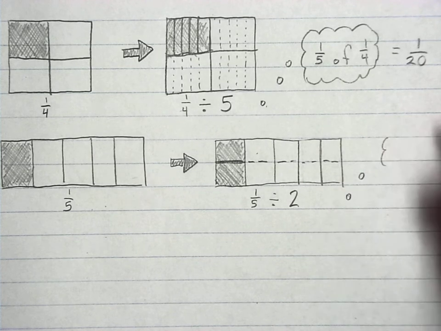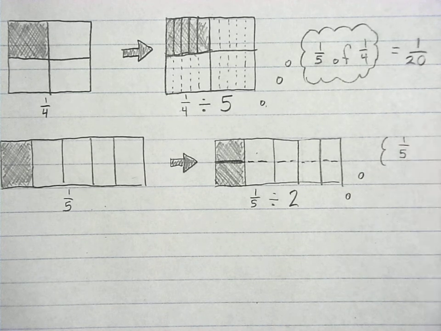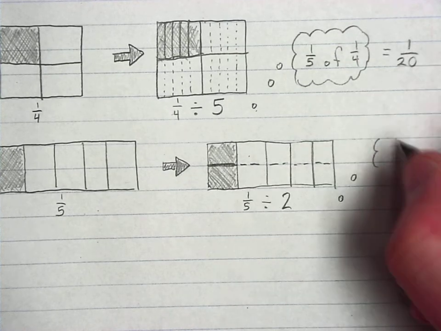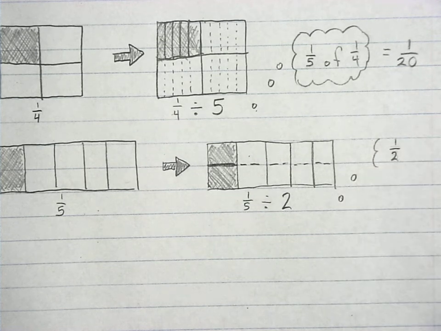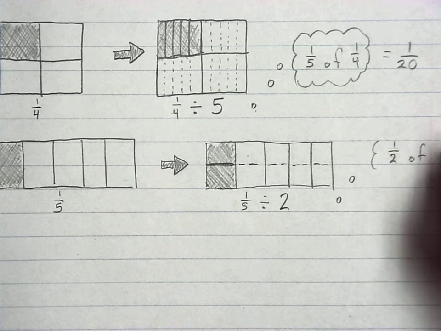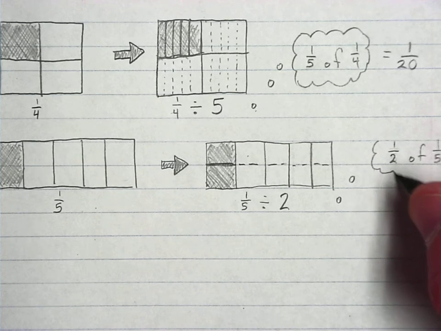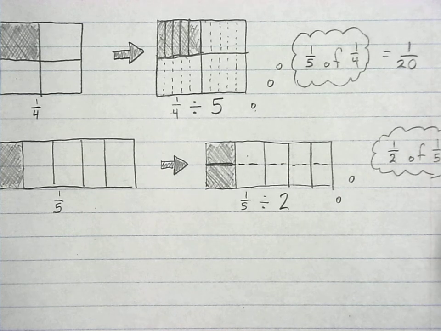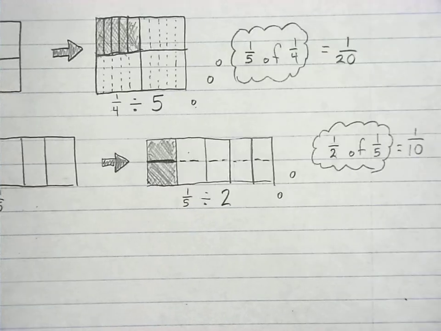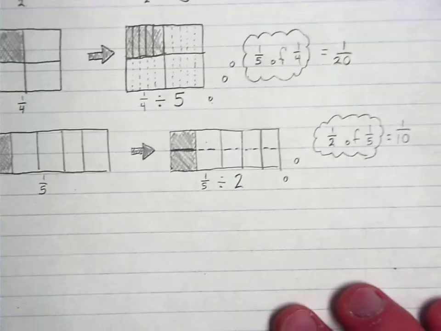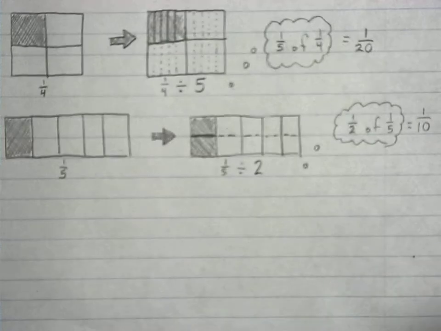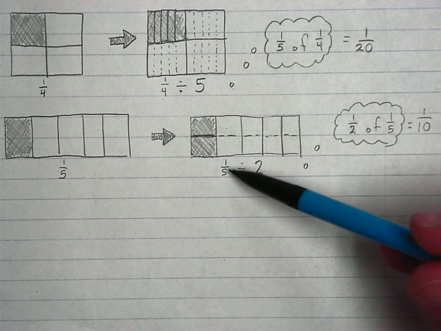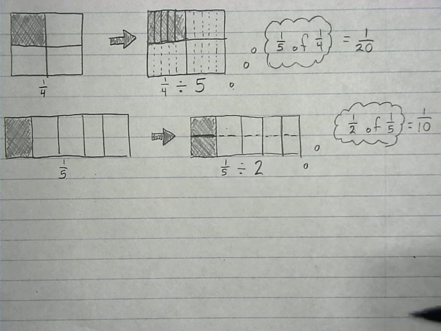So 1/5, or more accurately, let's write it the way we've been doing it. I cut the 1/5 into halves. 1/2 of 1/5, which would equal 1/10. Let's zoom out a little bit there. 1/10. Okay. 1/2 of 1/5 would be 1/10. 1/2 divided into 2 pieces would be 1/10.